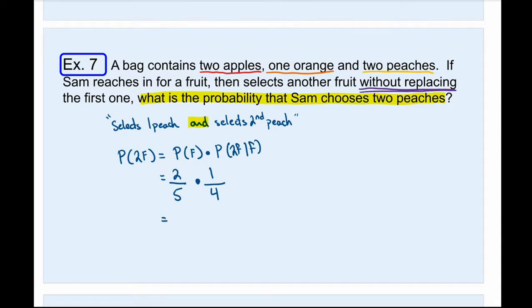So this one's a little different because we actually had to calculate that conditional probability. But we can kind of see how we're able to do that by understanding what the question is telling us. So when we go through and we multiply this, 2 times 1 is 2 over 20, reduces to 1 over 10, or 10%. So there's a 10% chance that Sam selects 2 peaches on 2 picks by not replacing the fruit in the first one.